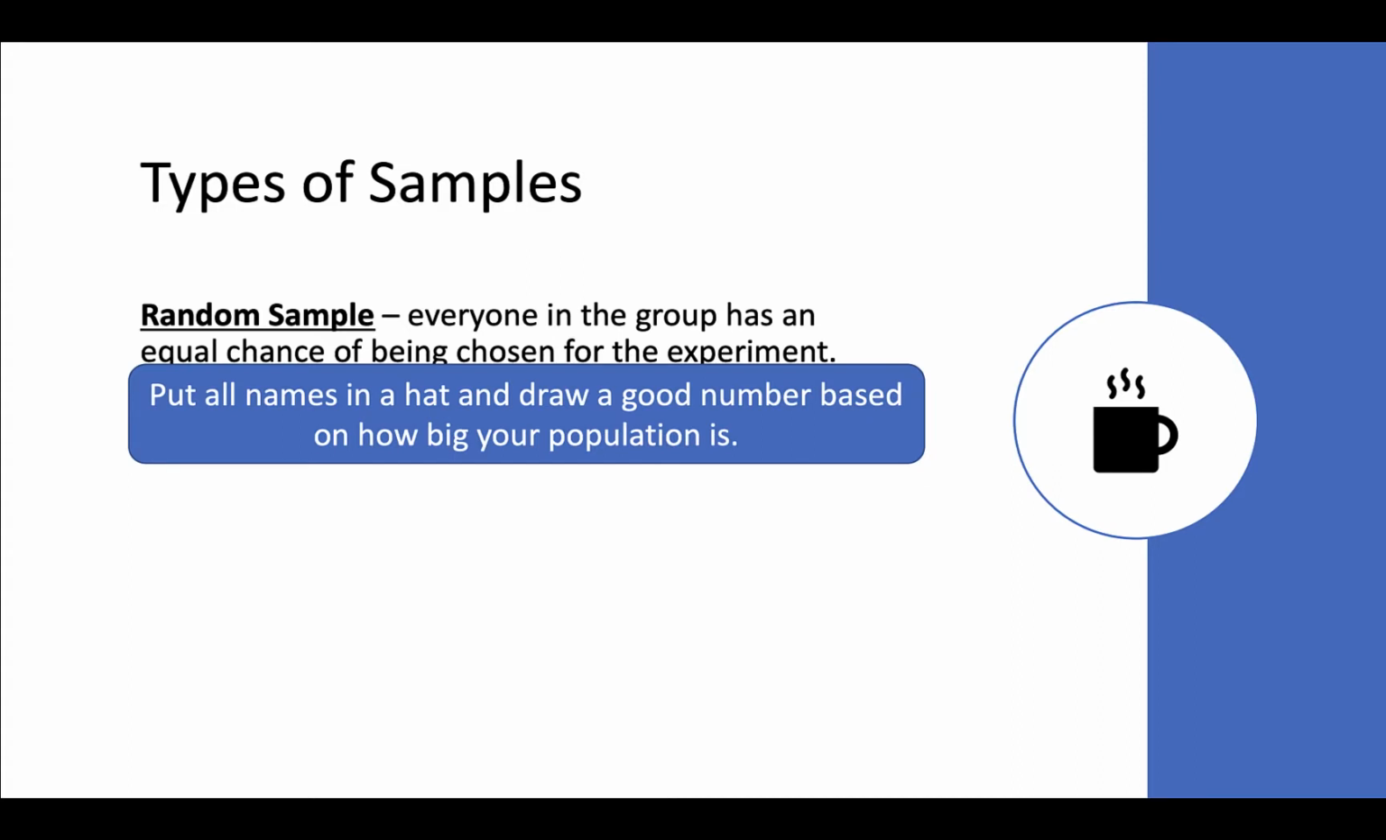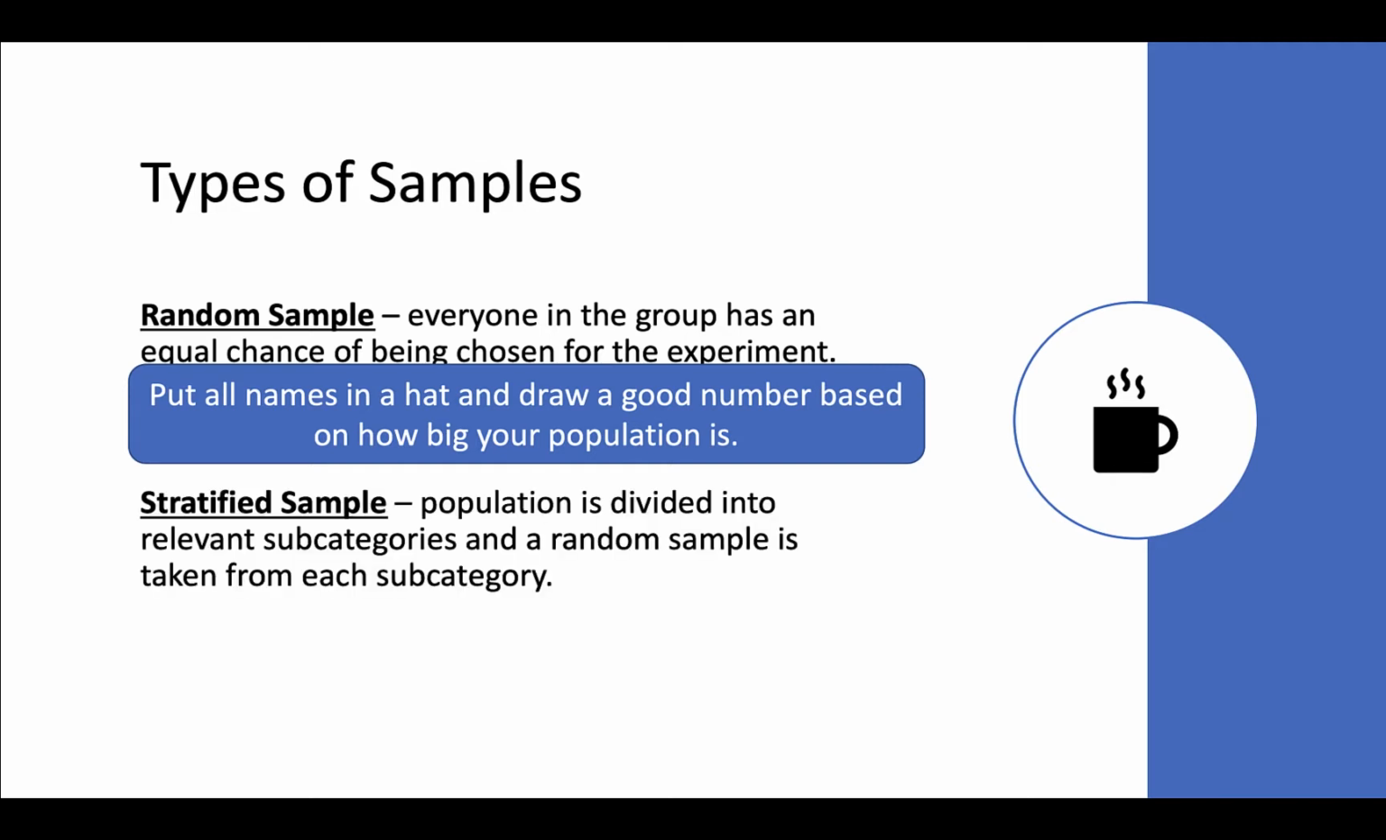So let's say we put all the names in a hat and draw a good number based on how big our population is. Now, with males and females, we would probably have to make sure that we had different hats. We'd have a hat of males and a hat of females and draw one from one and one from the other. So we'd know that we'd get males and females, and we'd get a good number based on how big our population is. That would give us a good random sample of our population.